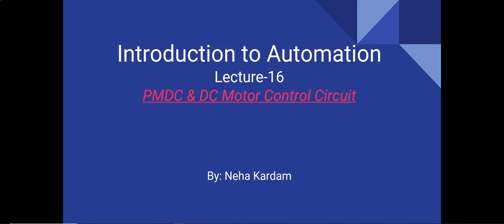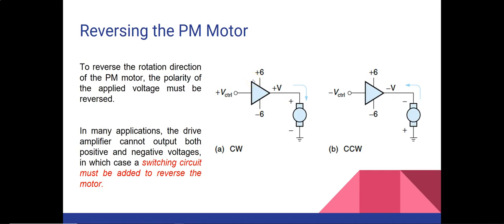In this lecture, we're going to continue with permanent magnet DC motors and we will learn about the control circuits of the DC motors. Now let's first start with this topic, which is reversing the permanent magnet motors. And to reverse the permanent magnet motor's direction, the polarity of the applied voltage must be reversed.